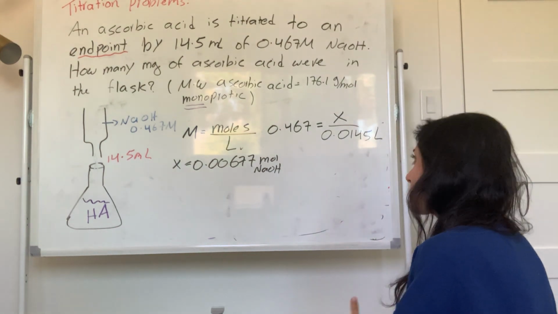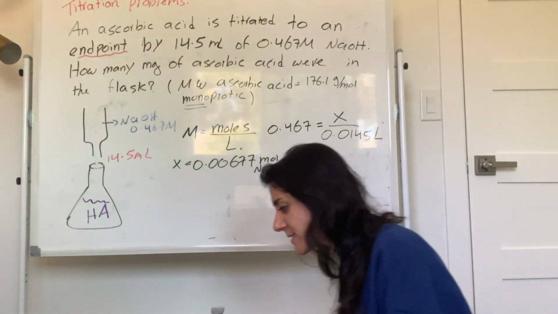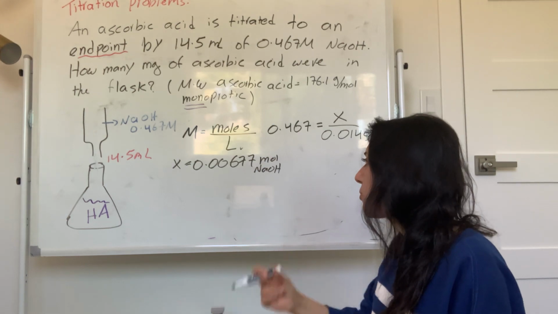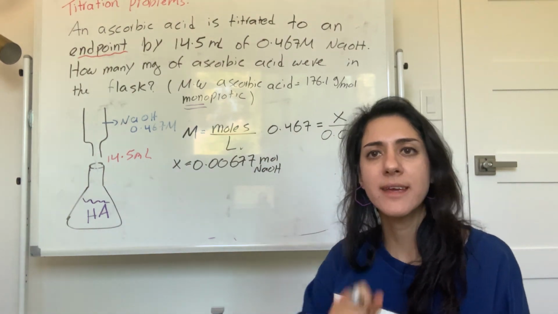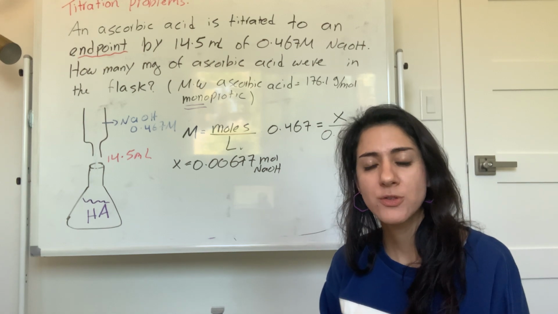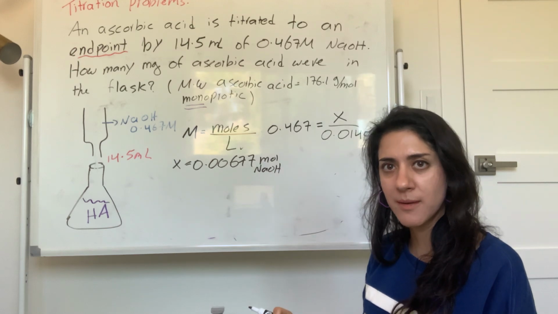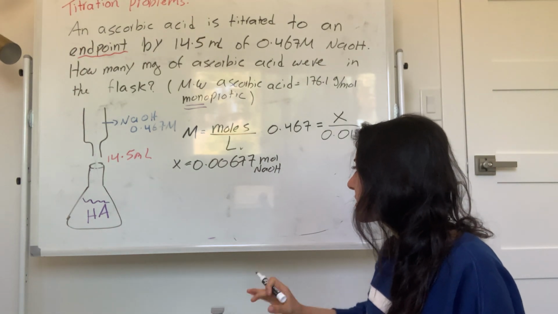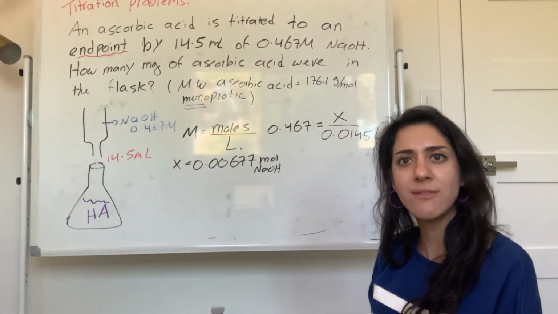Okay, so I figured out how many moles of NaOH I added before it turned pink. That's great, but what I'm looking for is the acid. Now we said this is a monoprotic acid, so what this means is I added 0.00677 moles of NaOH, and then it turned pink. So how many moles of the acid did I have in here? Think about it. I added 0.00677 moles of NaOH and then it turned pink. That means how many moles of the acid did I have here?